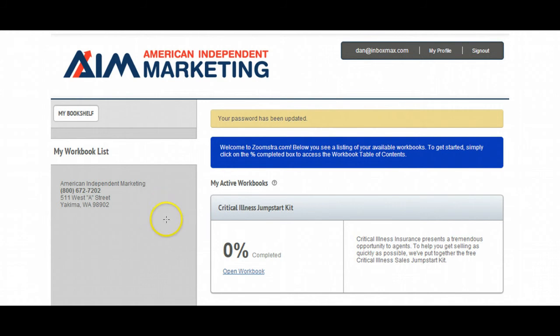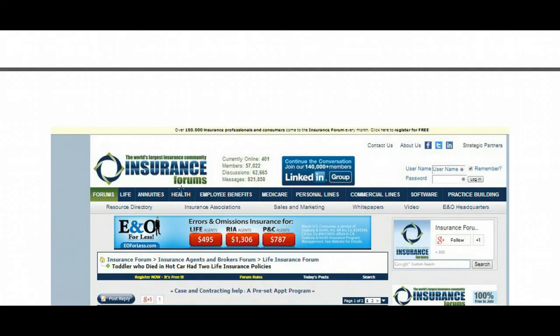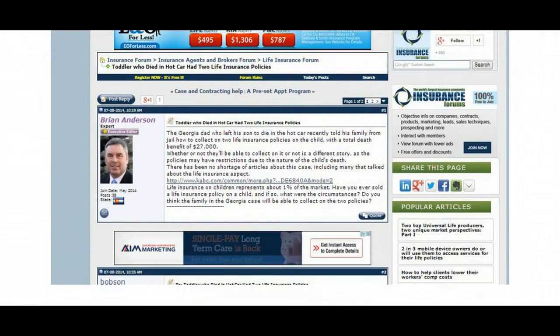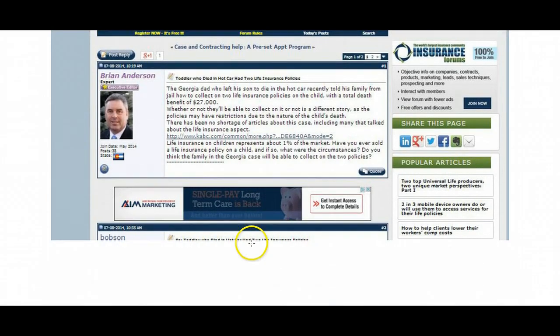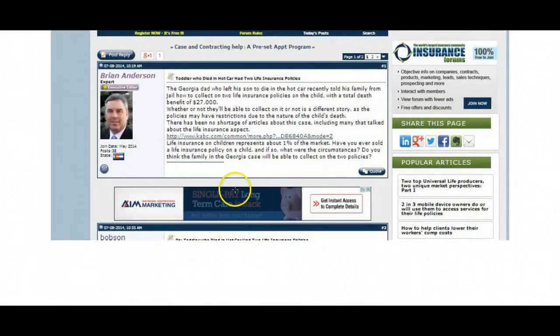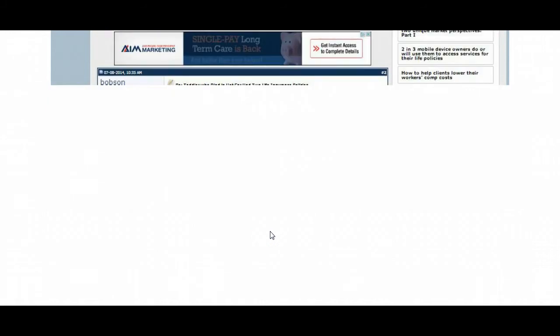Now, we did this a few days ago. I haven't been contacted based on this, probably because I haven't completed the workbook. But this is much better, as we already said, than the first process. So now if we keep refreshing this insurance forums page, we continue to see more AIM ads. This is another AIM ad for a single pay long-term care ad.